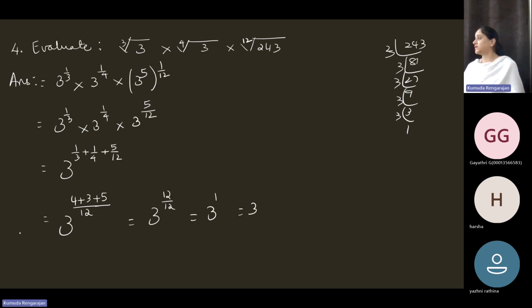So first write all the terms in the exponential form. 243 is 3 to the power 5, the whole power 1 by 12. All right, so that becomes 5 by 12. Now the bases are same, it's 3 everywhere. So when bases are same and it's multiplication, we add the powers. Common denominator is 12. And you get 12 by 12, which is 1. So it is 3 power 1, which is 3.